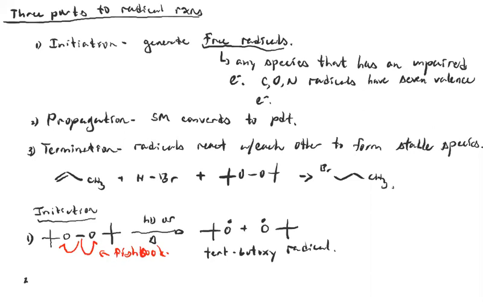In the second part of the initiation step, that's going to react with HBr. Yeah, Caroline, do you have a question? I was just curious more generally about the charge on the tert-butoxy radical, and if there are other electrons, like lone pairs, if that makes sense.